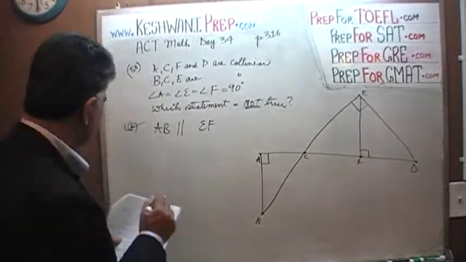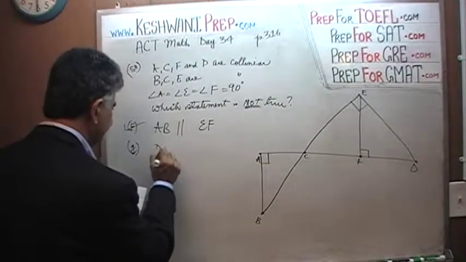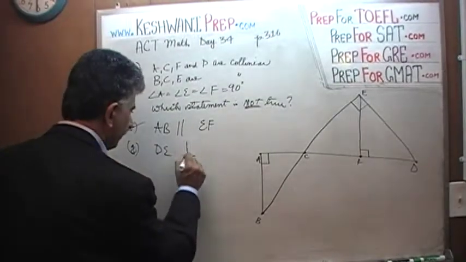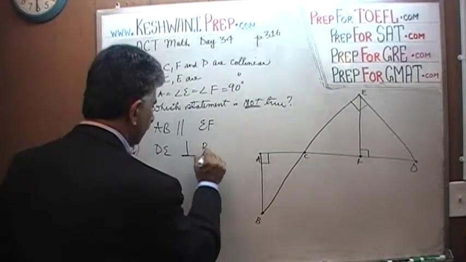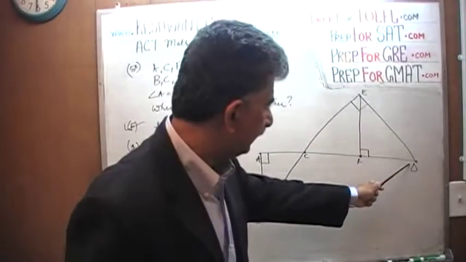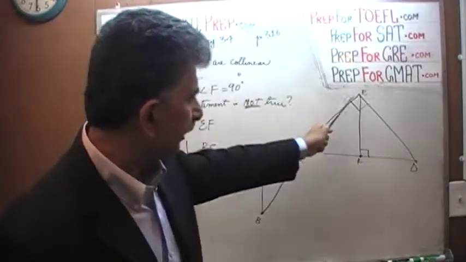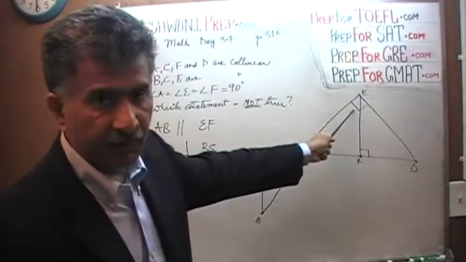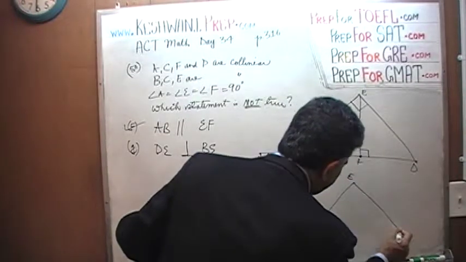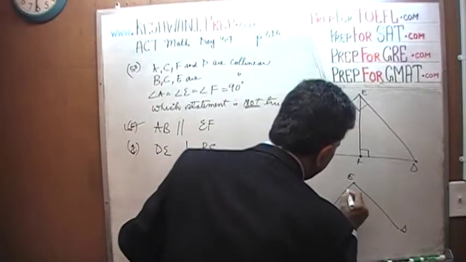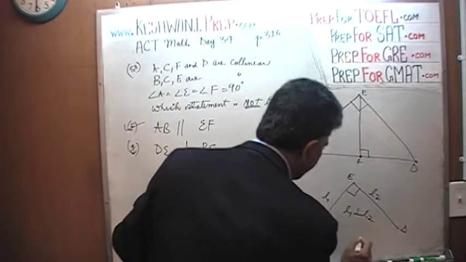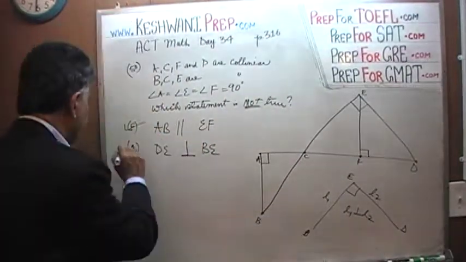Answer choice G says that DE we are told is perpendicular to BE. This is a symbol for perpendicular. Let's find out where DE is. DE is right here, and BE is right here. Of course they are perpendicular because we are told that it makes a 90 degree angle. So here is our BE, here is our DE, and this is 90 degrees. If this is L1 and this is L2, then L1 of course will have to be perpendicular to L2 because they make a 90 degree angle. That is true.